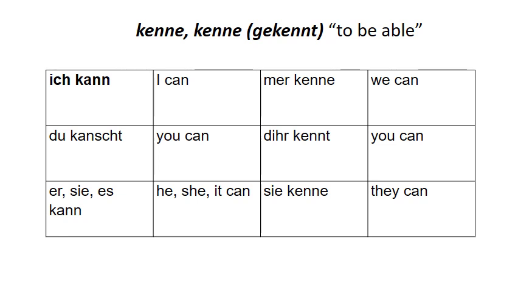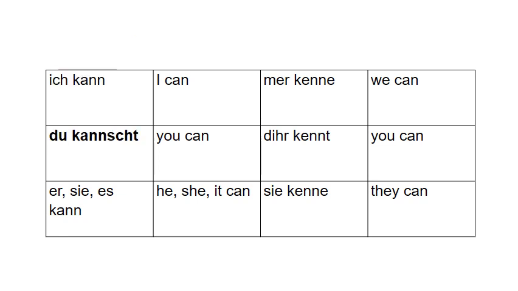Let's look at the forms of Kenna, Kenna. Once again, they're slightly irregular. Ich kann, du kannst, er kann, sie kann, es kann, man kenne, ihr kennt, sie kenne. So those are the forms of to be able to do something, or someone can do something.